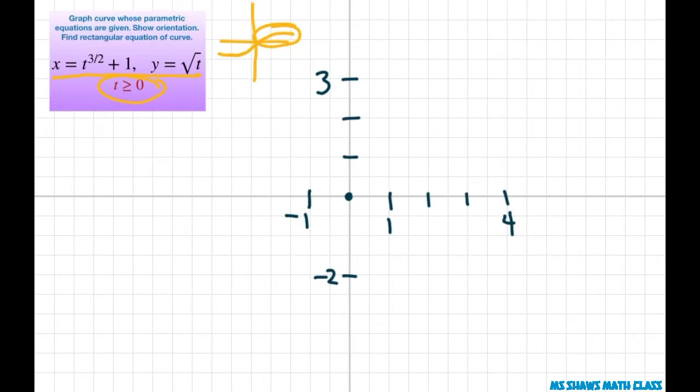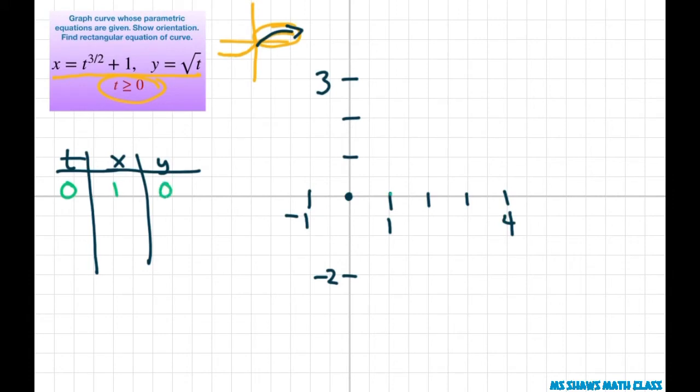So let's look at our t and then what would be our x and y, and pick some key values. We already kind of know what it looks like. It's also shifted to the right by 1. So if t is 0, I'm going to get x equals 1 and y equals 0. So there's that point, 1, 0. That's your x, y.